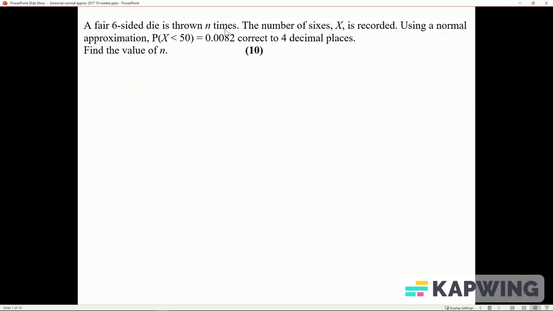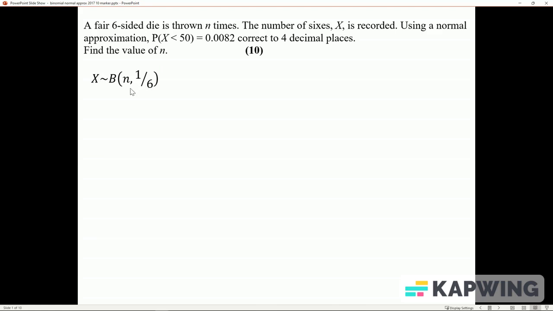A six-sided dice is thrown n times. Right, brilliant. So we don't know what n is. The number of sixes is recorded using a normal approximation. The probability X is less than 50 is 0.0082, correct to 4 decimal places. And we've got to find the value of n then.